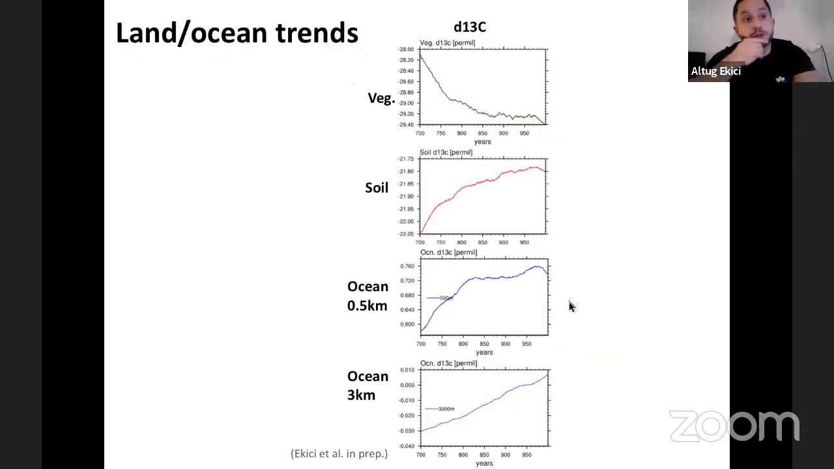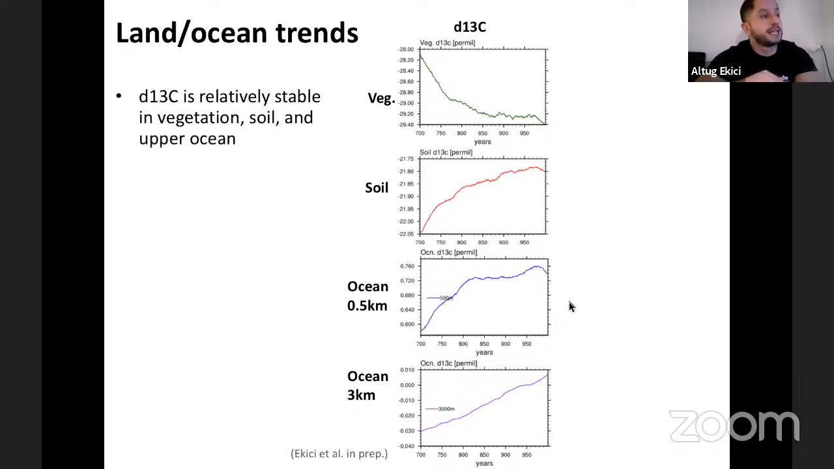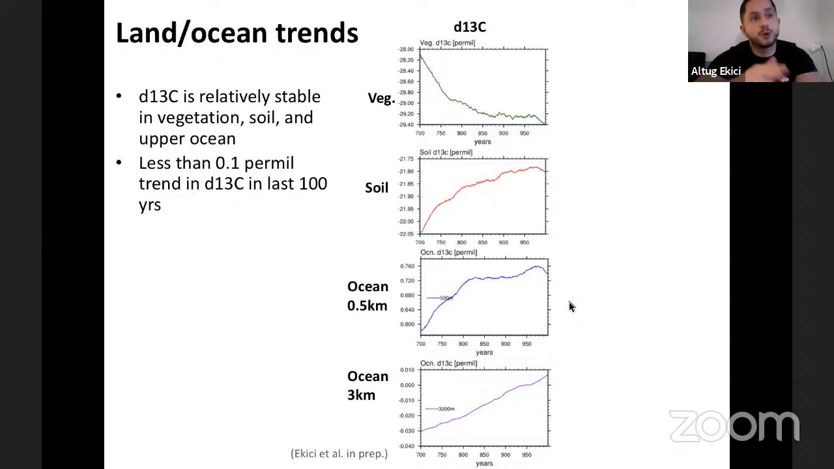So here I'm going to show some time series for the last 300 years of our run. Here we see delta 13C from vegetation, soil, upper ocean, and the lower ocean. And here we can see that delta 13C is pretty stable for vegetation, soil, and upper ocean, and the trends are not so high. We can see the stabilization happens mostly after year 800 or 850, and less than 0.1 per mil for the last 100 years trend, which is quite acceptable for us.